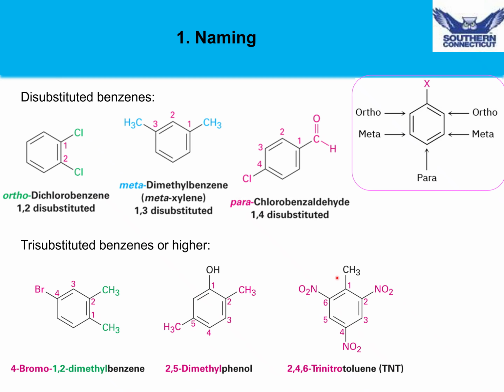The last example on this slide has three nitro groups on a benzene that has a methyl group. You might recall that such compounds would be named as toluene, and since we have three nitro groups, this would be 2,4,6-trinitrotoluene.